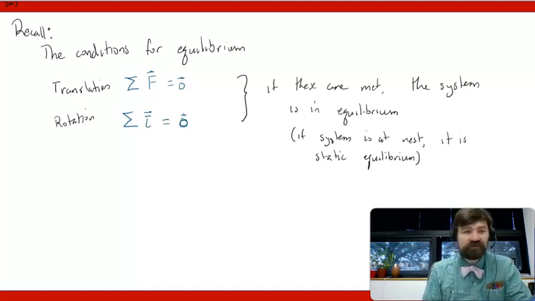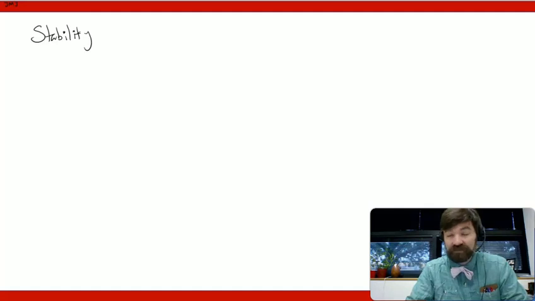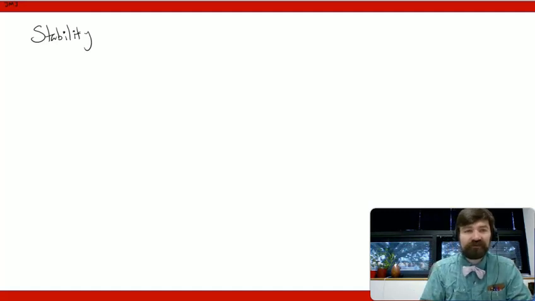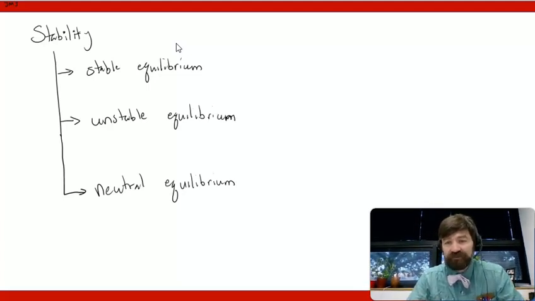So this introduces to us a new concept in equilibrium called stability. Stability, in some sense, describes whether or not the equilibrium is one that an object or system tends to return to when perturbed or tends to move away from when perturbed. So there are, broadly speaking, three types of stability, or levels of stability. There's stable, there's unstable, and there's neutral.